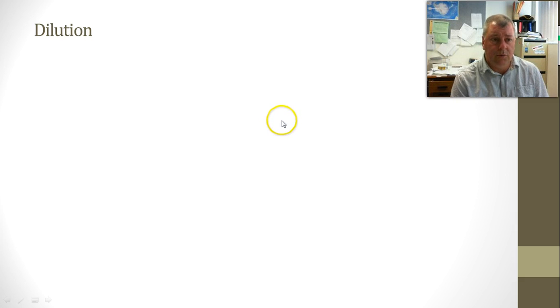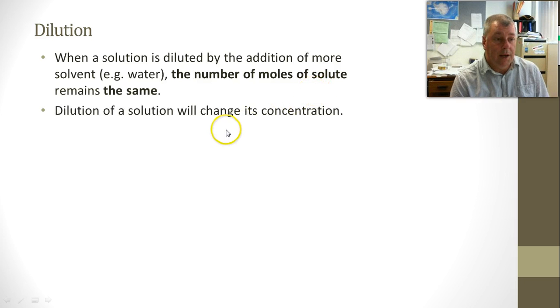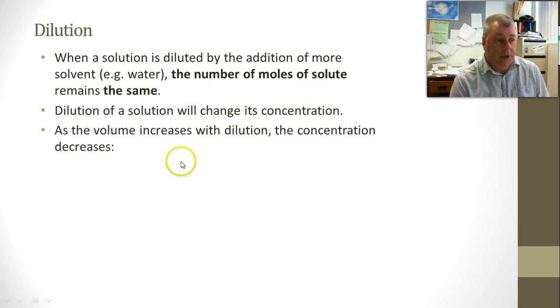Now, dilution. With all solutions, we can concentrate them or dilute them, and we need to be able to do that. A solution can be diluted quite simply by adding more solvent, most commonly water. And when we do add more water, the number of moles of the substance that we've dissolved remains the same, and therefore we need to calculate a new concentration. As the volume increases with dilution, the concentration decreases.